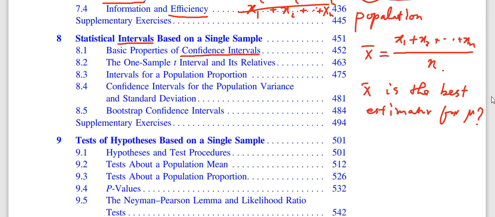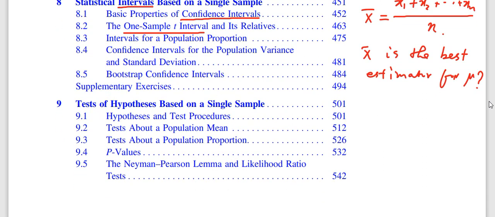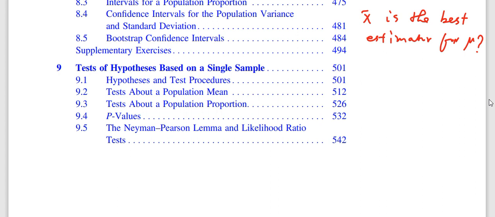For confidence intervals, we also have these two cases. Sometimes we use z, sometimes we use t. So here we have the one-sample z interval and the one-sample t interval.